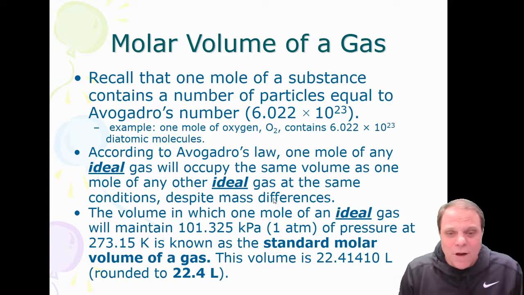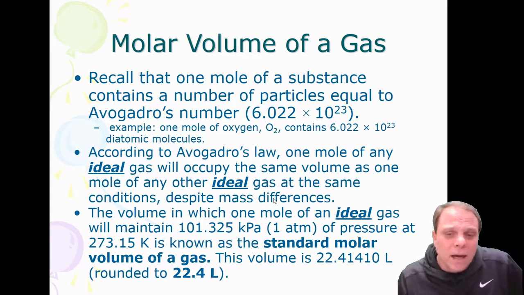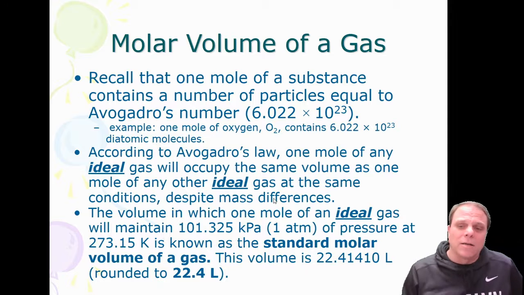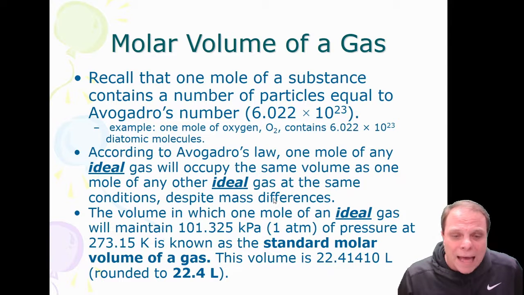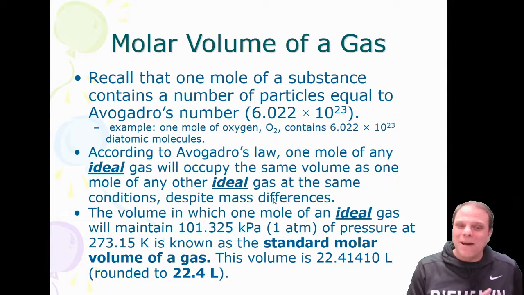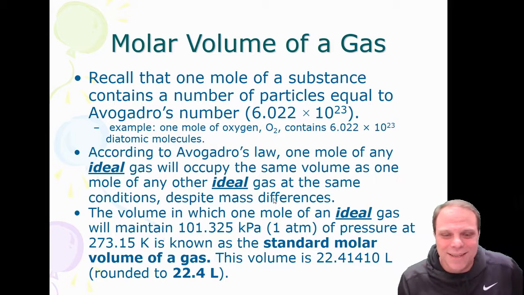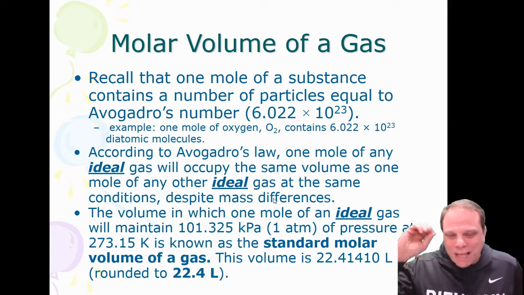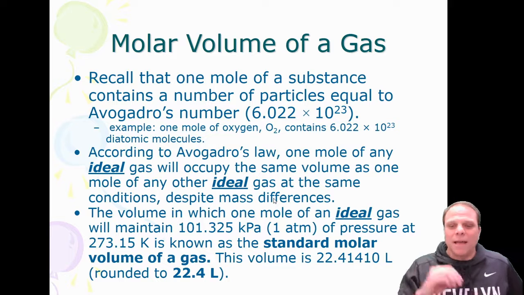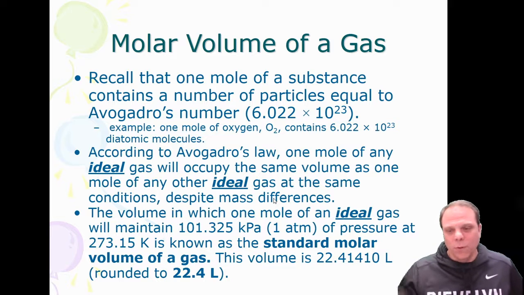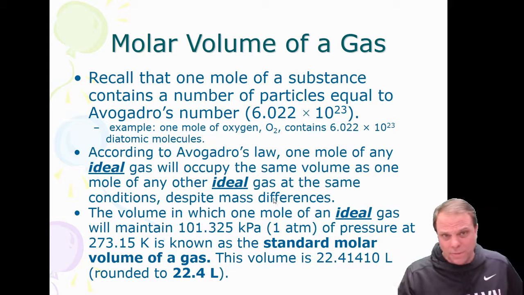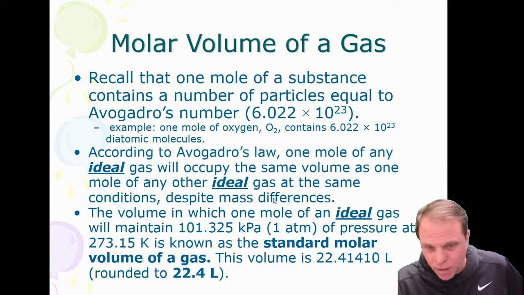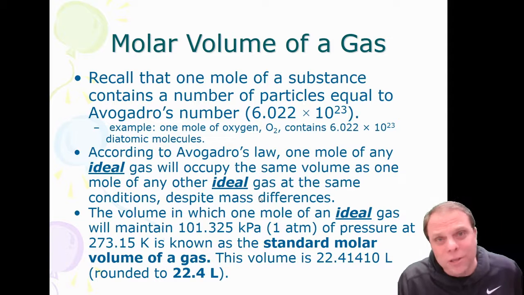So the volume in which 1 mole of an ideal gas will maintain 101.325 kilopascals, or 1 atmosphere of pressure, at 273.15 Kelvin, which is known as standard temperature, is known as the standard molar volume of gas, and that volume is 22.41410 liters, rounded to 22.4 liters. What this means for you is that you can do stoichiometry problems.